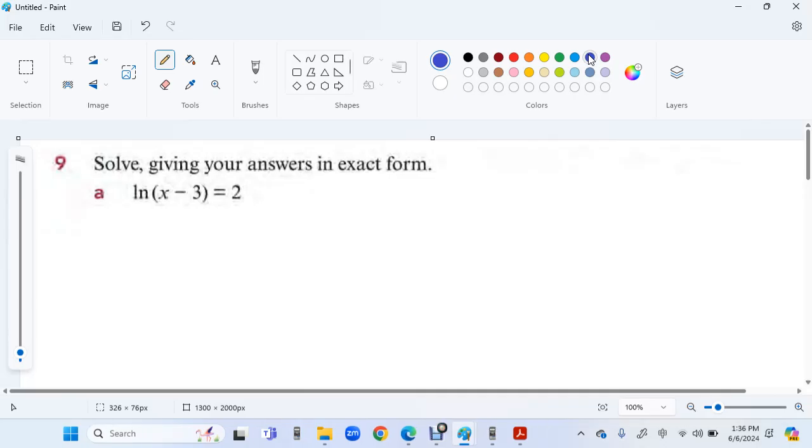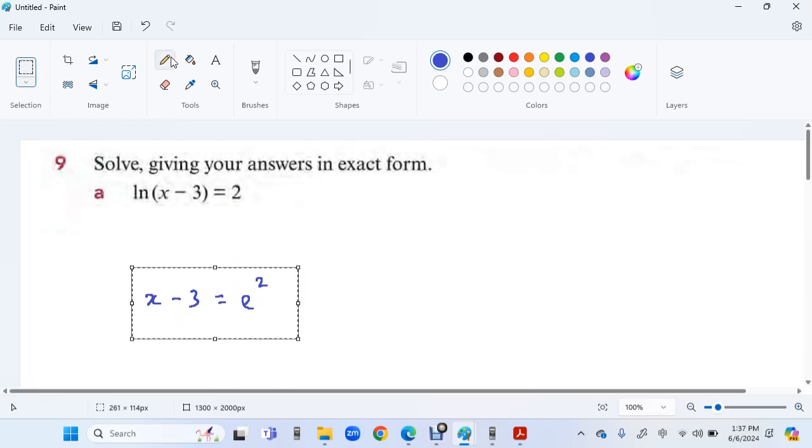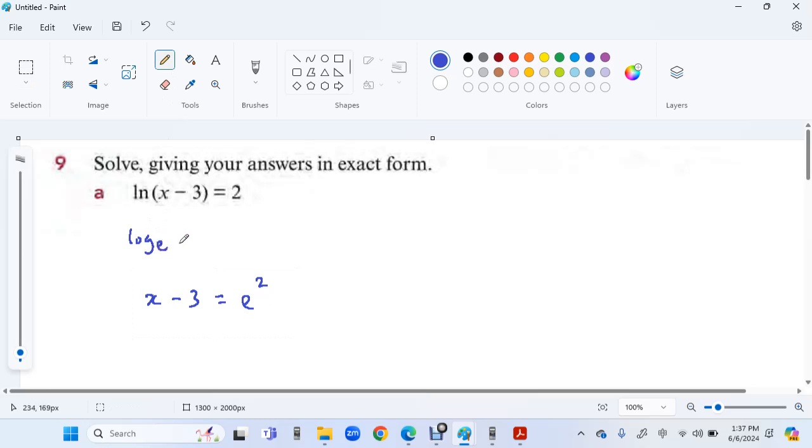Question number 9. Solve. Give your answer in exact form. So exact form does mean we don't use the calculator. So we have ln(x minus 3) equal to 2, so x minus 3 equal to e squared. Why? Because this one is actually log base e of x minus 3. Then the e moves to the other side, then x will be e squared plus 3.